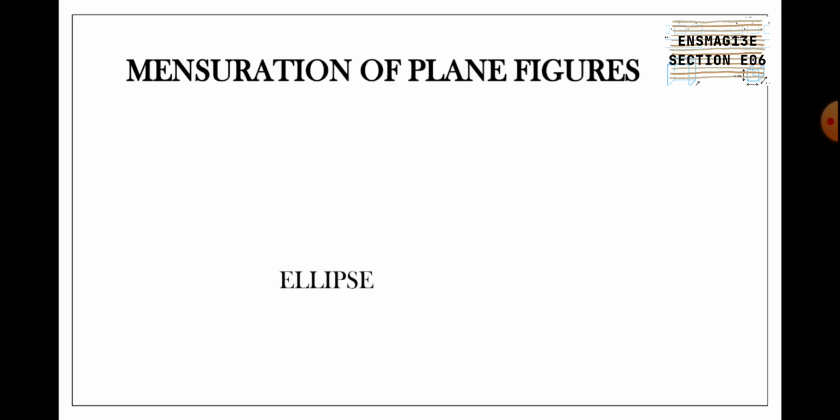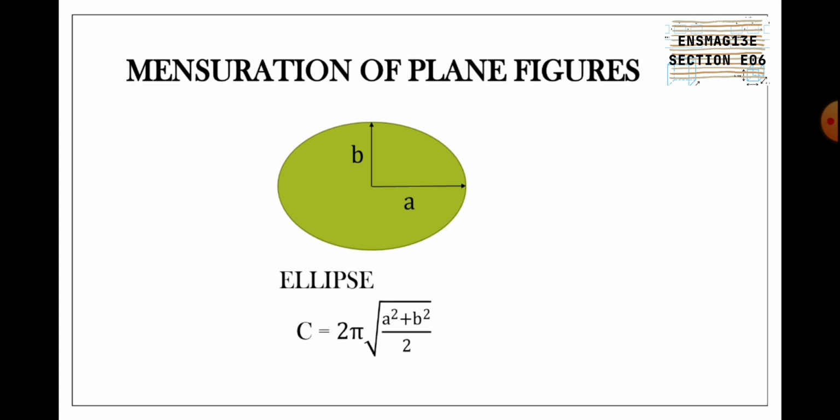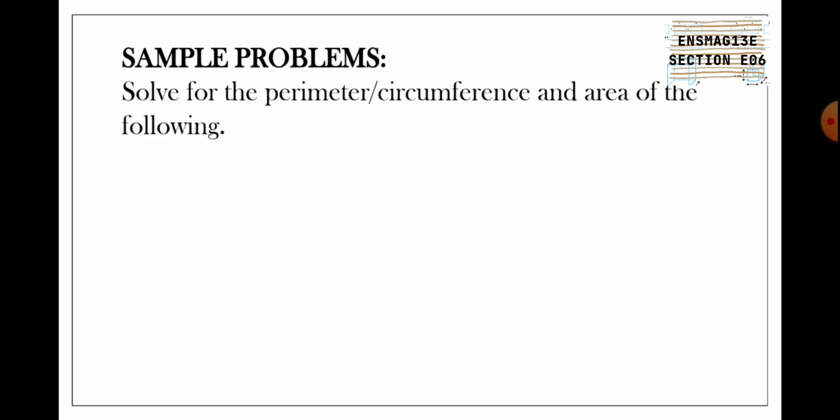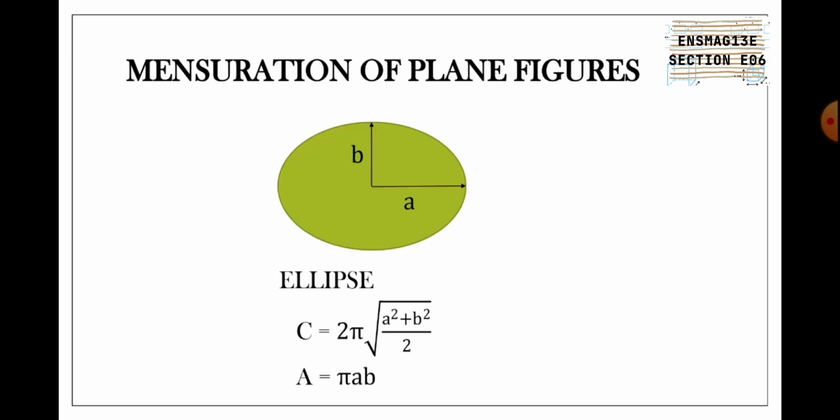Our next figure is an ellipse. So in mathematics, an ellipse is a plane curve surrounding two focal points, such that for all points on the curve, the sum of the two distances to the focal points is constant. So here we have A and B. The A and B refer to its axes. A is the semi-major axis and B is the semi-minor axis. They are called minor and major depending on their length or their arrangement.